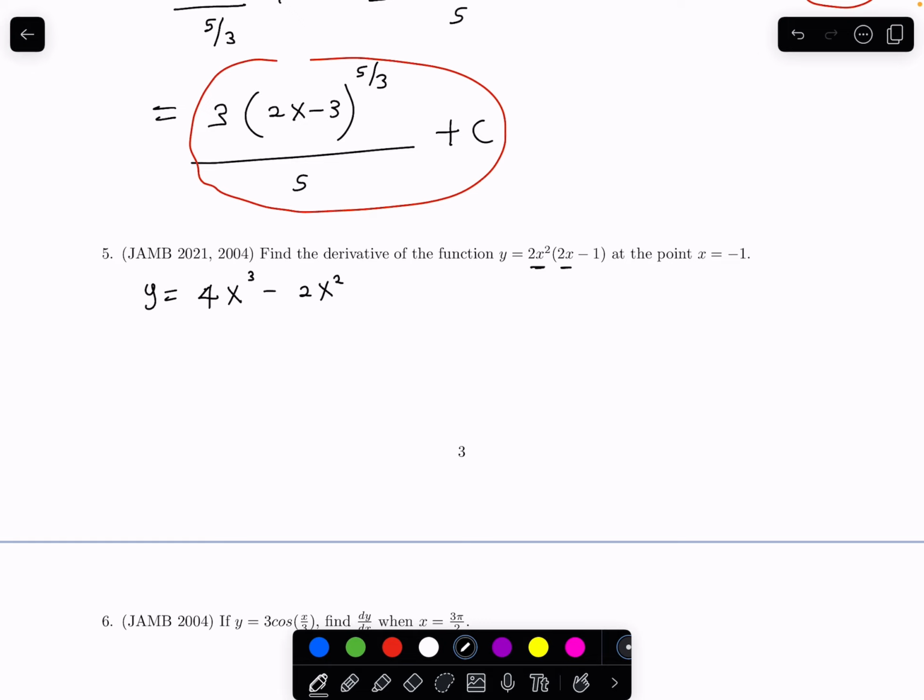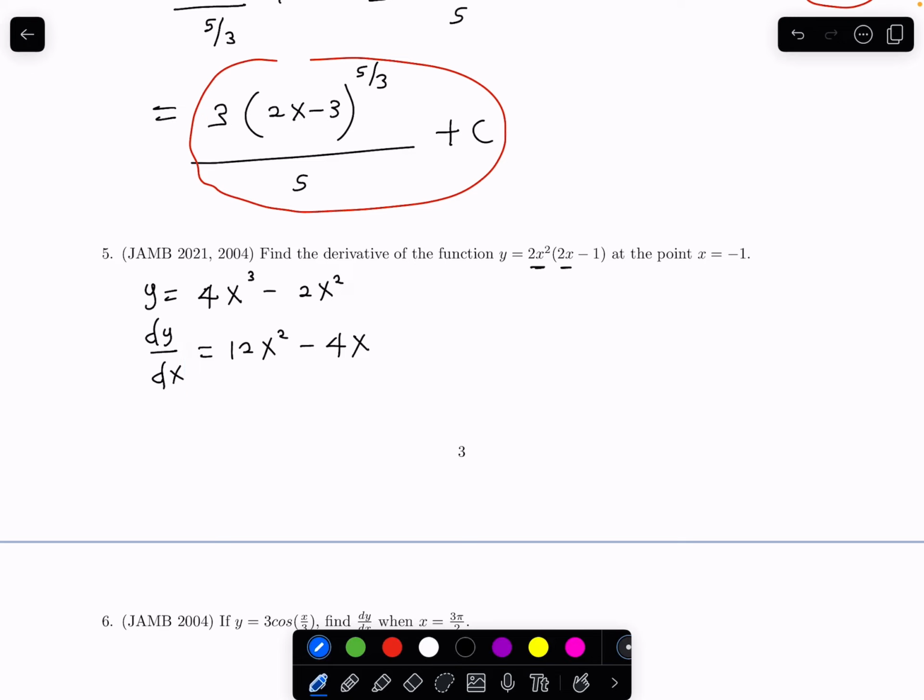If you multiply 2x squared times 2x, you get 4x to the power of 3. Then 2x squared times minus 1 is just going to be minus 2x squared. So the derivative of that, which is your dy/dx, is going to be 12x squared minus 4x, right? So now at x equal to -1, so this is dy/dx at x equal to -1.